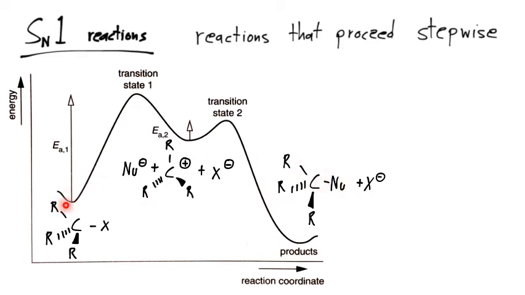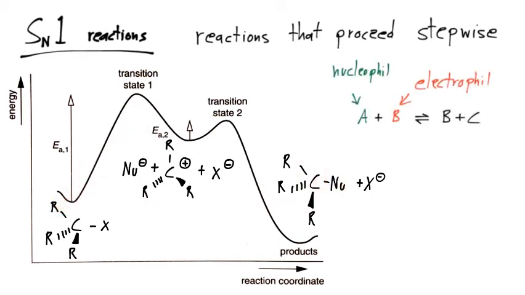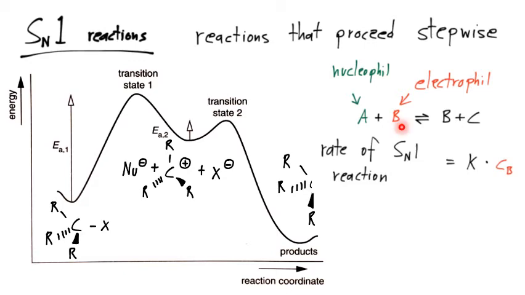But you've seen this time it's stepwise, right? Generally we can write the nucleophile A and the electrophile B, they react, but the rate of the reaction only depends on the concentration of the electrophile, because that is the rate determining step, the formation of the carbocation. And the formation of the carbocation does not depend on the concentration of the nucleophile.